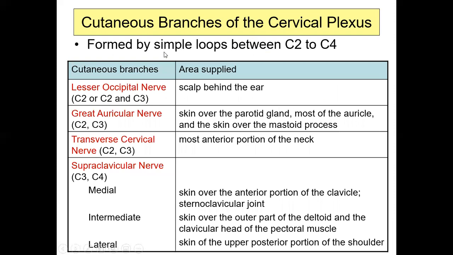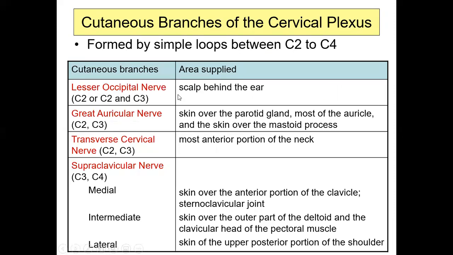Now we're going to discuss the cutaneous branches of the cervical plexus. The cutaneous branches supply the skin. They are formed by simple loops between C2 to C4. For the cutaneous branches, we have the lesser occipital nerve, the great auricular nerve, the transverse cervical nerve, and the supraclavicular nerves, which are medial, intermediate and lateral. I think I have shown you in the first picture.